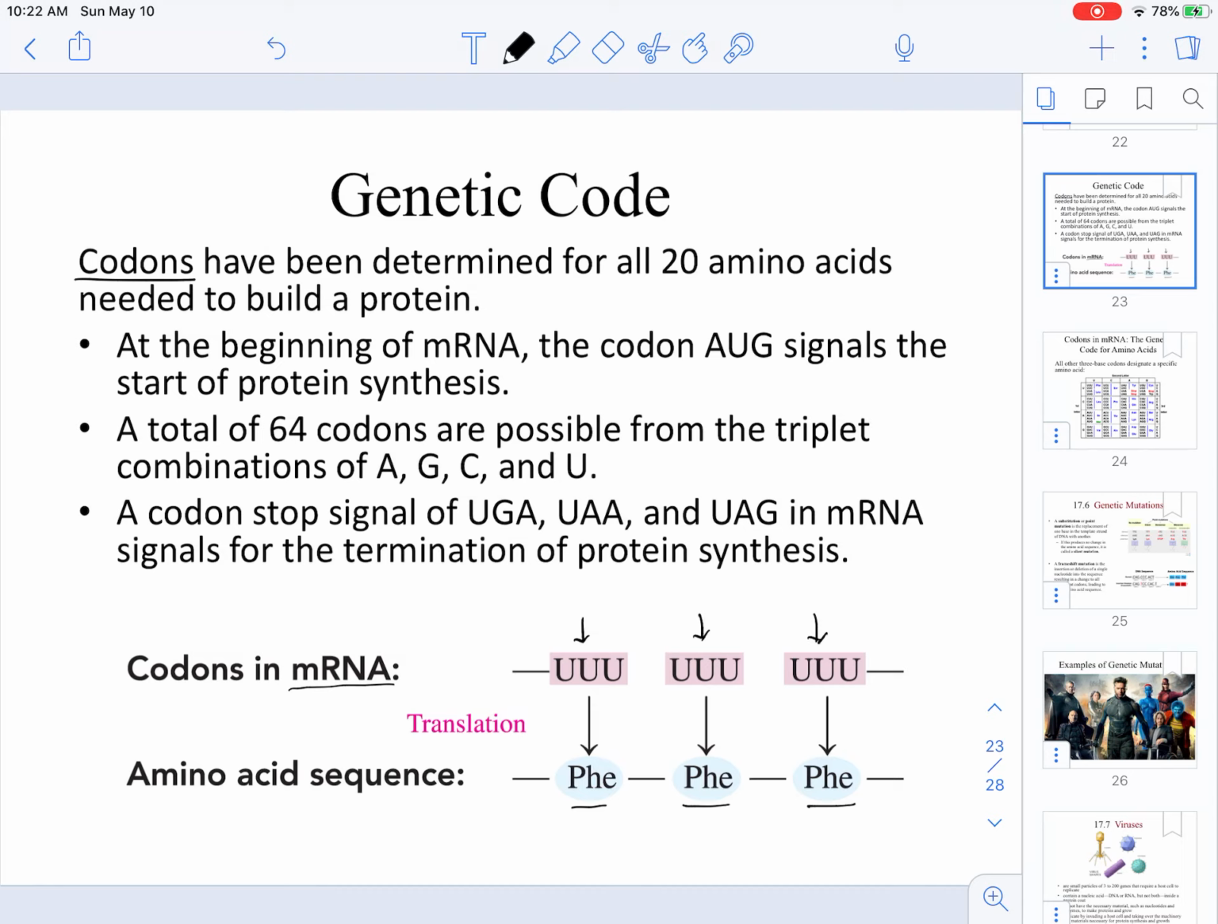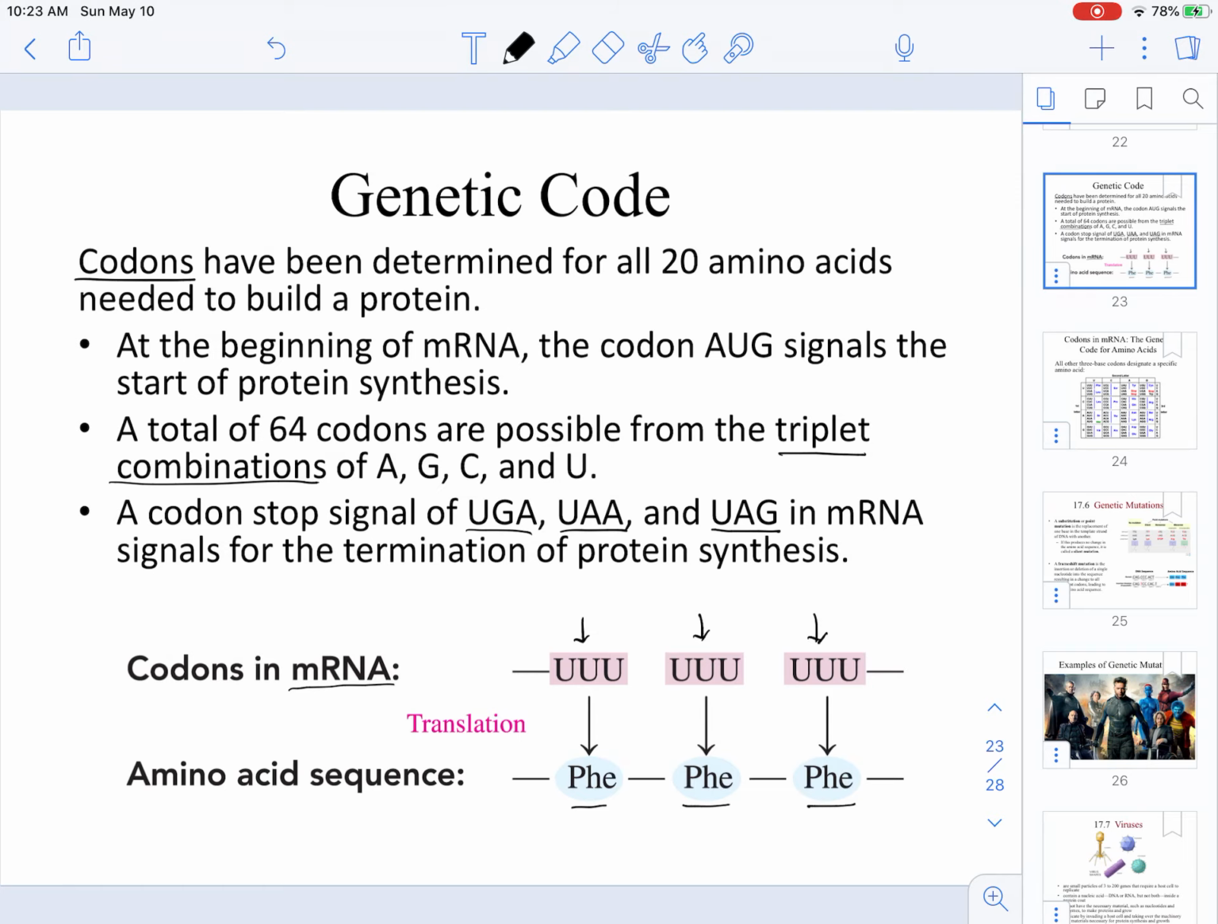Remember, I mentioned that they are triplet combinations of A, G, C, and U, because in the process of translation we're using mRNA as a template. Within these 64 codons, we're going to have a few codons that represent a stop. Remember that that is where the release factor binds in order to release the protein that has been synthesized. The stop codons are UGA, UAA, and UAG.